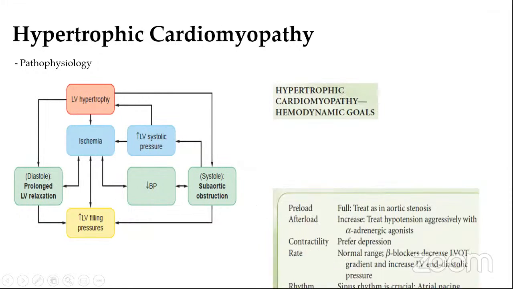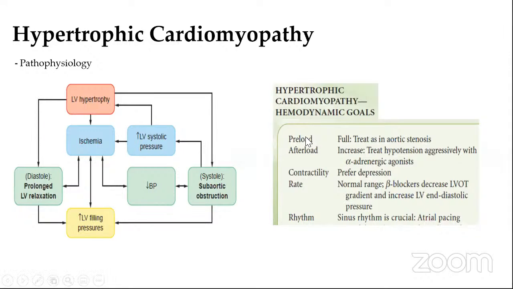Our goals, as I mentioned, are the same as aortic stenosis. You need to maintain full preload, treat it as aortic stenosis. The afterload, you always need to increase. And you need to avoid hypotension by any means. You need to treat hypotension aggressively with alpha-adrenergic agonists like phenylephrine to maintain the coronary perfusion pressure. Rate, you can use a low normal rate, and obviously you need to avoid tachycardia because tachycardia is bad. Rhythm-wise, as we mentioned, sinus rhythm is always crucial as well.